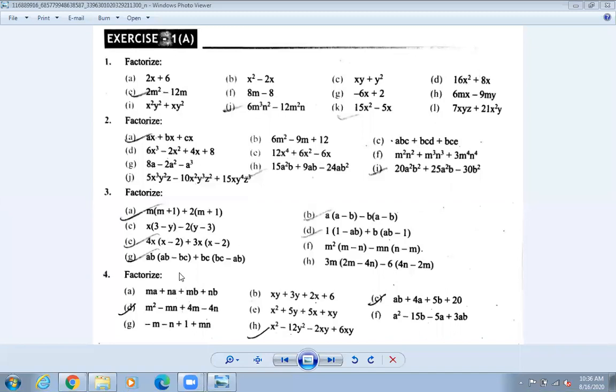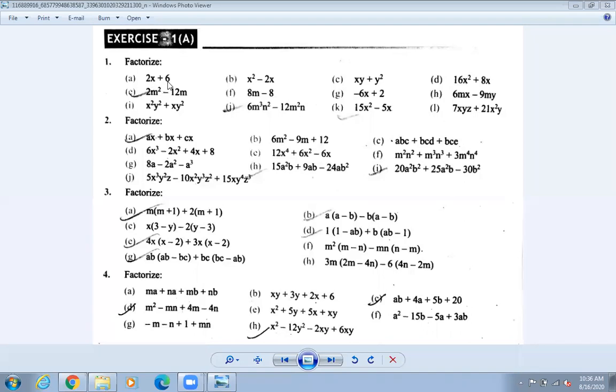Now in question number 3, it is written: factorize. All the questions are related to factorization. Factorization means take common. In question number 1 and question number 2, we have taken common. So 2 and 6, what was common? 2 was common. When 2 was common, what was left? x in the bracket, x plus, 2 times 3 is 6, so 3.